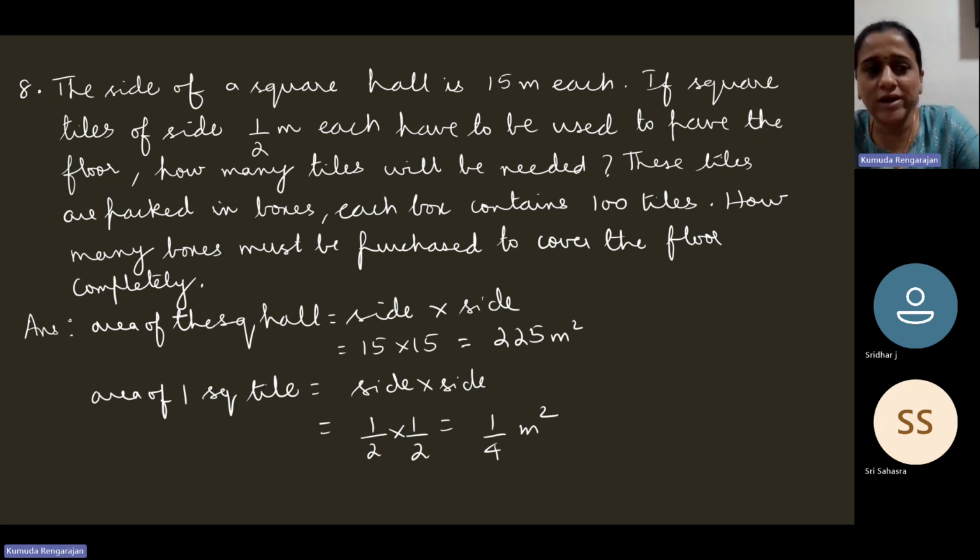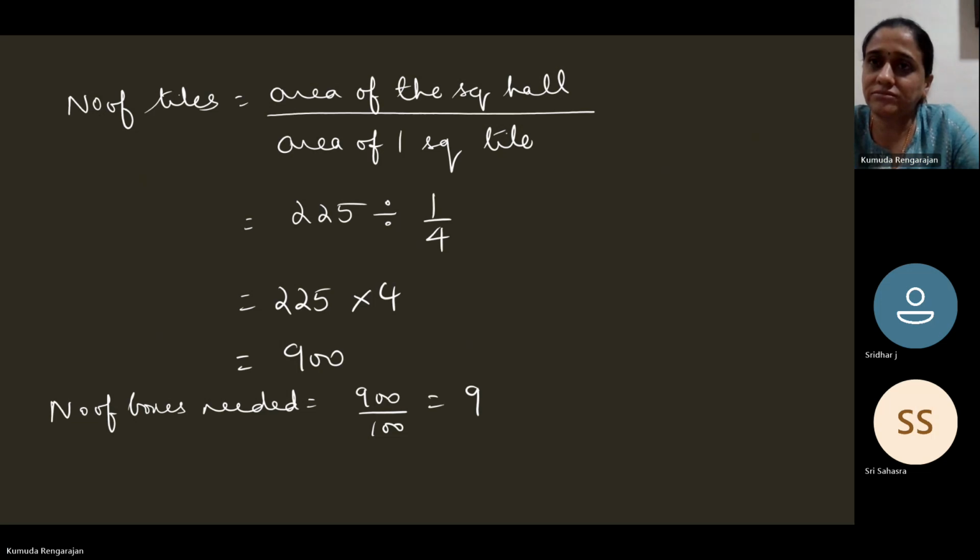If square tiles of side half a meter, it's a square tile. So what's the area of the tile? Side into side, half into half, 1/4 meter square. Okay, have to be used to pave the floor, meaning to cover the floor. How many tiles would be needed? So what's the formula? Number of tiles is equal to area of the floor divided by area of one tile.